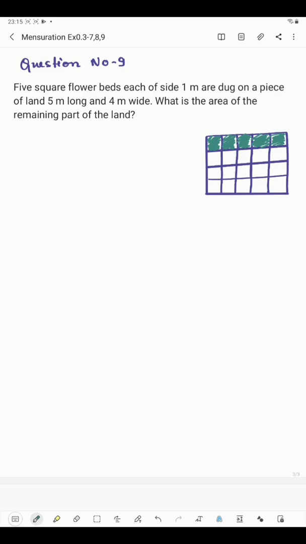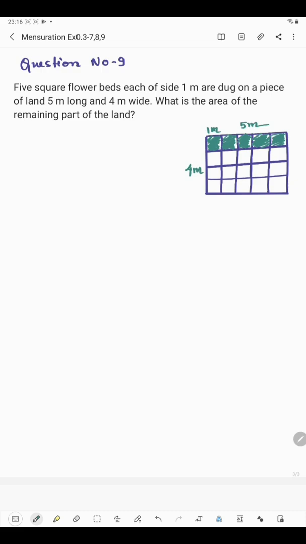Now question number 9 says 5 square flower beds each of side 1 meter are dug on a piece of land 5 meter long and 4 meter wide. What is the area of the remaining part of the land? So here are the 5 square flower beds, okay, each of side 1 meter. And this is the land of length 5 meter and 4 meter wide. What is the area of the remaining part of the land?